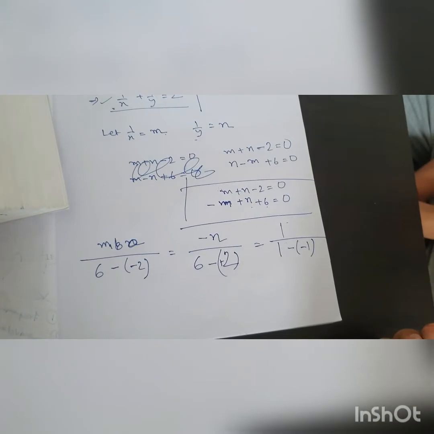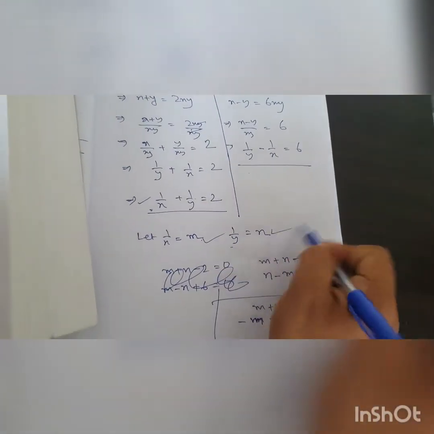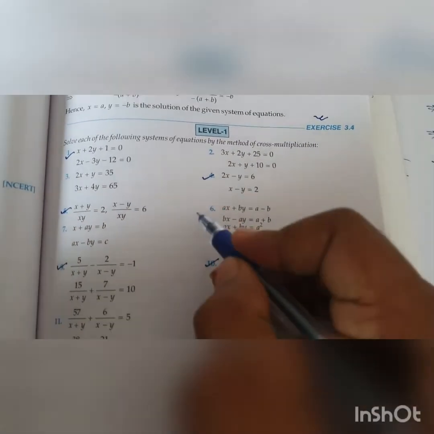So now you can easily find out from here. If you find out m and n, then you can easily put the values here and find out x and y. So that is as easy as that. I hope that when you do this kind of sums, there shouldn't be any problem. Okay, but just remember, do number 6 also please.